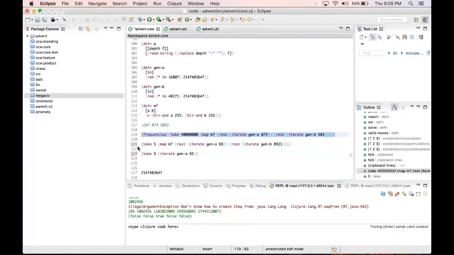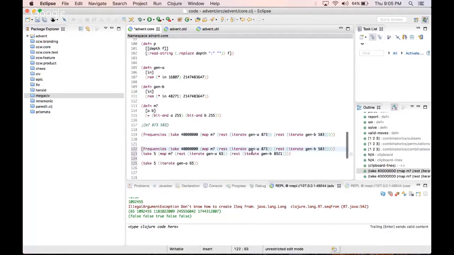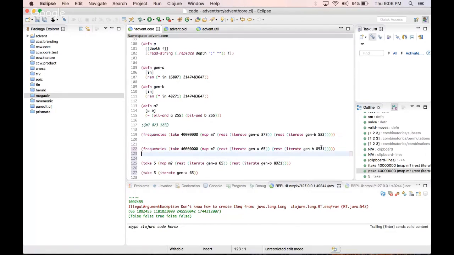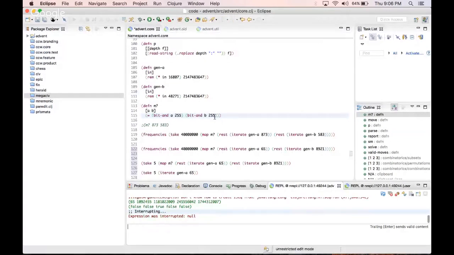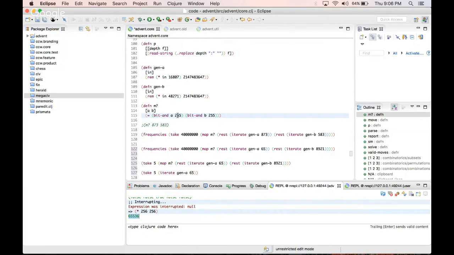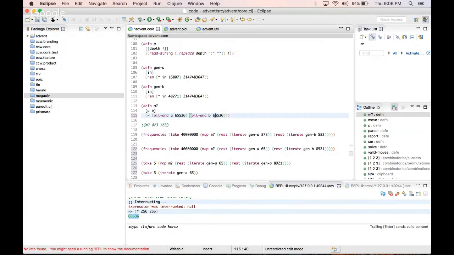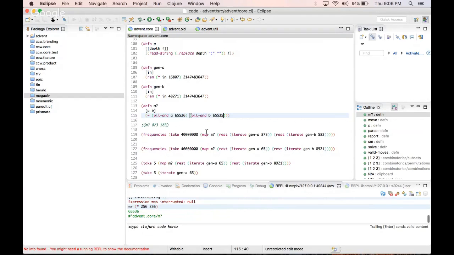Well, I can run the same code for 65 and 8921 and see if the answer produced is the same as what it's saying. But yeah, 255 is 8 bits. This is just bad. There we go. Okay, much better definition here.